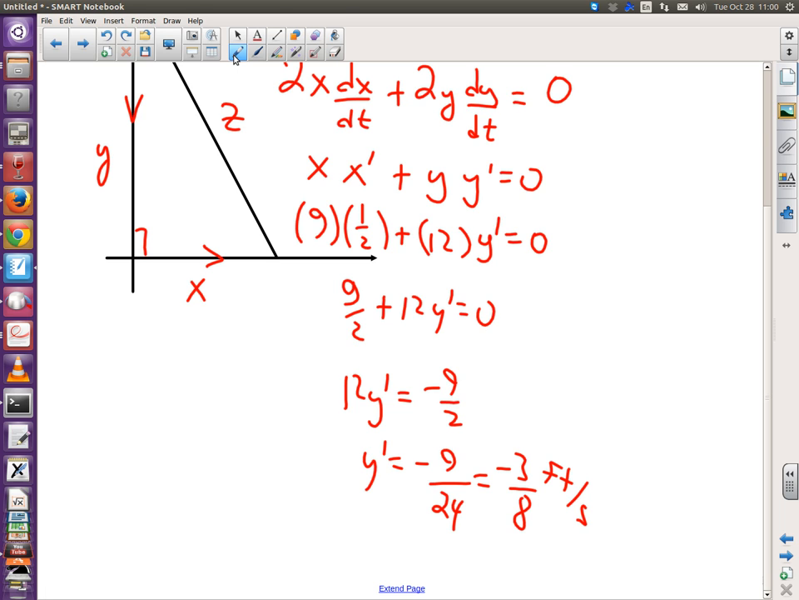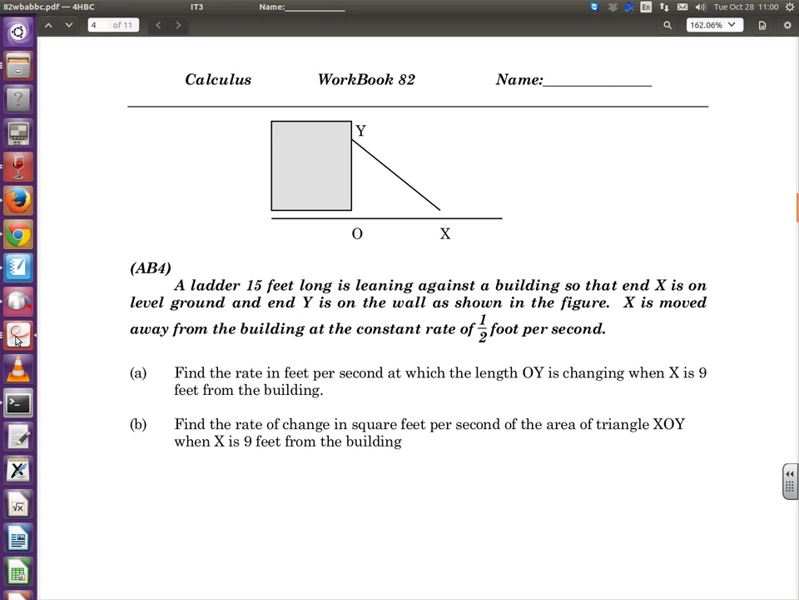Okay, part B says find the rate of change in square feet per second of the area of the triangle OXY, or XOY, whatever, at the same instant that x is 9 feet. So anything that you got from A, you can use in B. Namely, if you need dy/dt is negative 3/8 feet per second, you can use that. Plus all the other givens are valid for at this instant that x equals 9 feet. So let's do it.